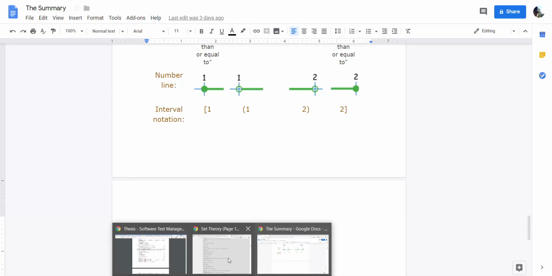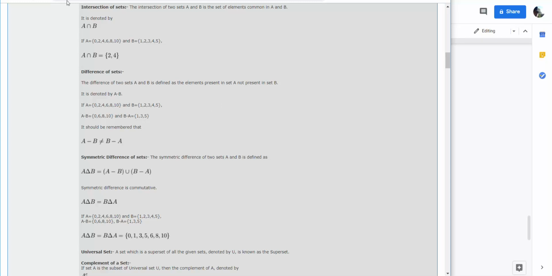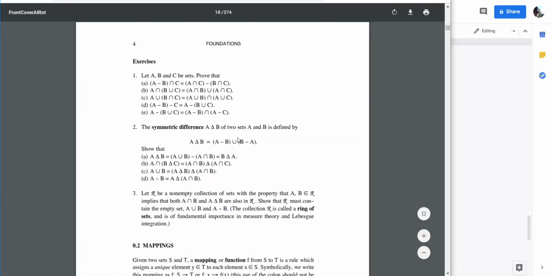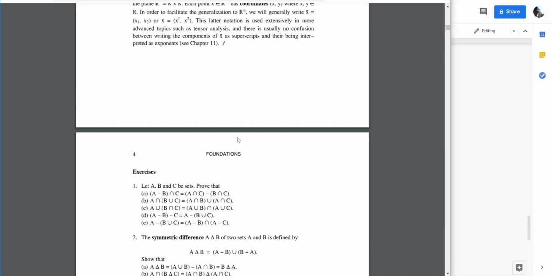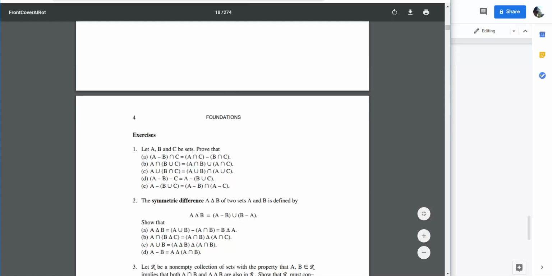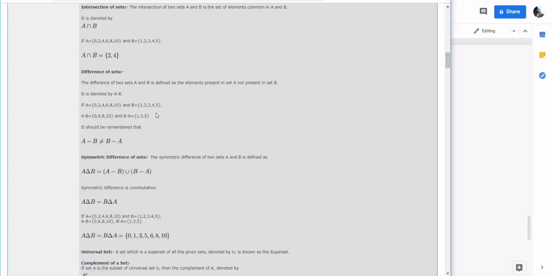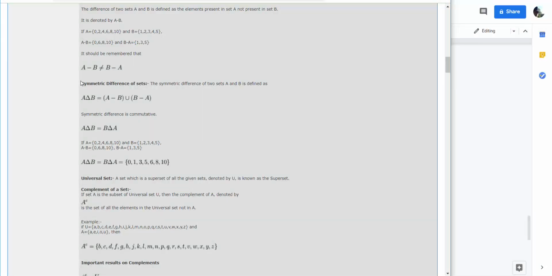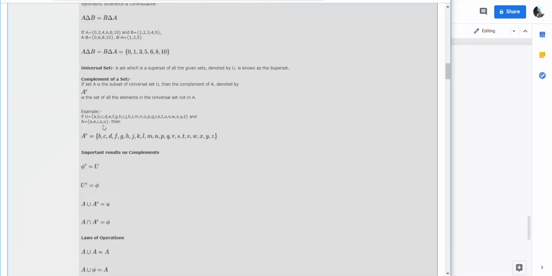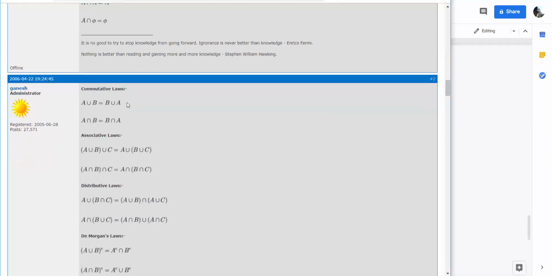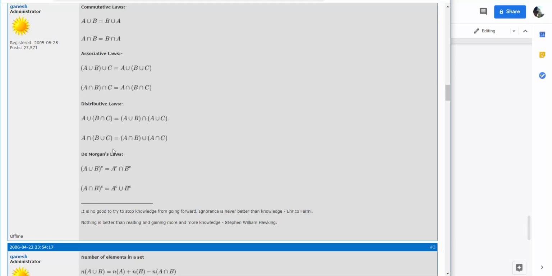So going back to the summary page, the book has some weird terminologies, but they all serve the same purpose. There is the symmetric difference of sets, the complement, and De Morgan's law, in which, when you have a union and an intersection that are both complemented, the union becomes an intersection, and the intersection becomes a union.